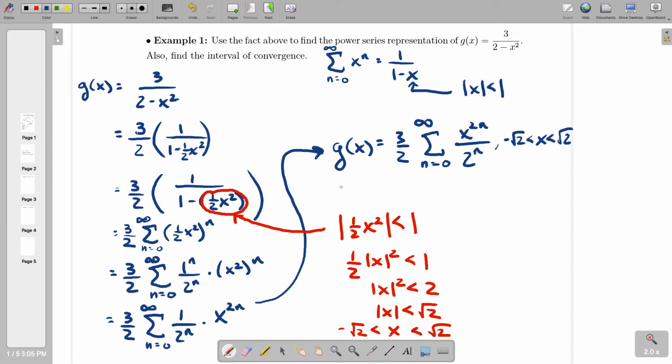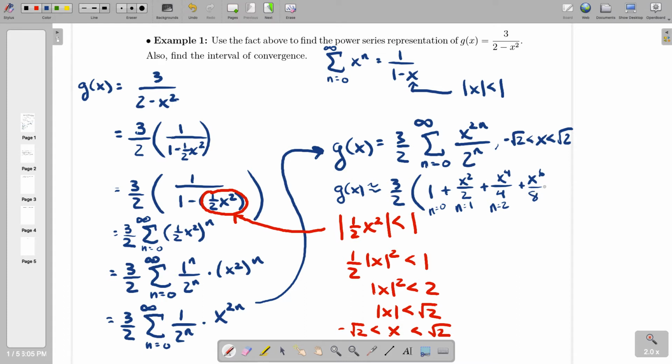So let me say it this way. G of x is approximately going to be equal to 3/2 times, and then let's start plugging values of n in. So if I plug n equals 0 in, then of course we get 1. Here's n equals 0, n equals 1. If I plug in 1, I'm going to get x squared over 2. And then if I plug in 2, I'll get x to the 4th over 4. And then x to the 6th over 8.